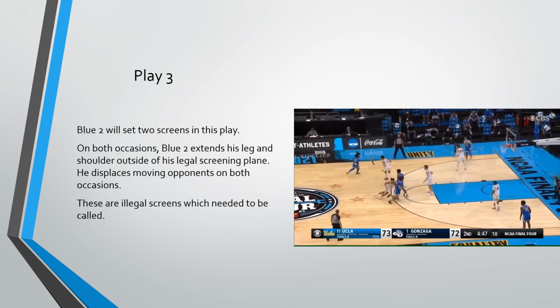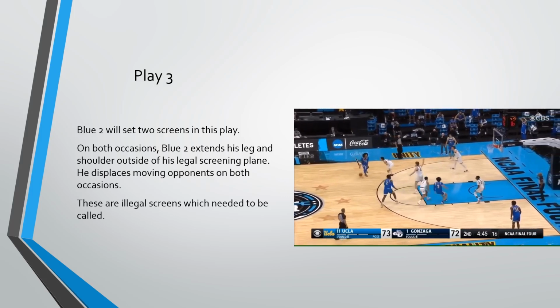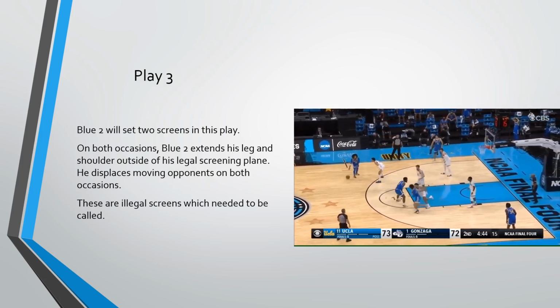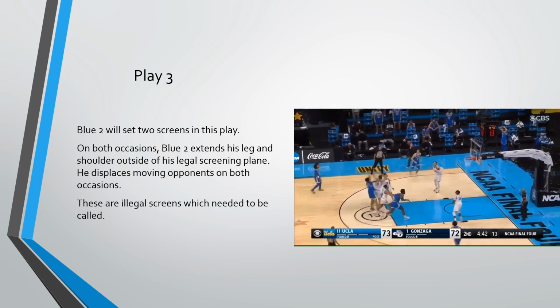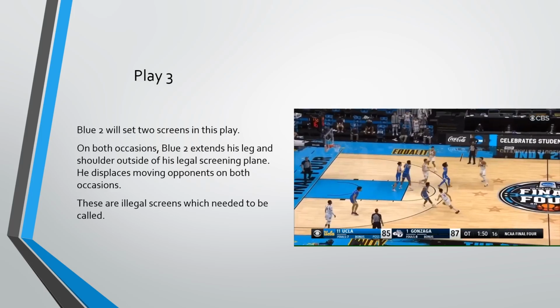Blue 2 will set two screens in this play. On both occasions, Blue 2 extends his leg and shoulder outside of his legal screening plane. He displaces moving opponents on both occasions. These are illegal screens which needed to be called.